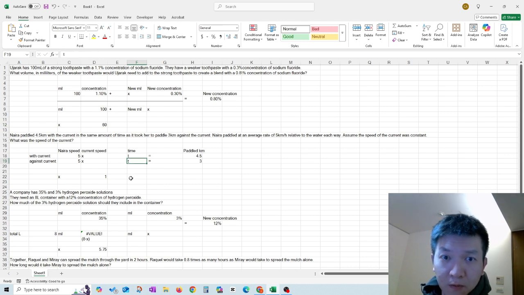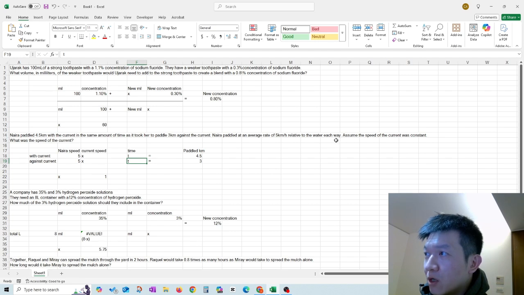And then now Naira paddled 4.5 kilometers with the current in the same amount of time as it took her to paddle 3 kilometers against the current. Okay, Naira paddled at an average rate of 5 kilometers per hour relative to the water each way. Assume the speed of the current was constant.